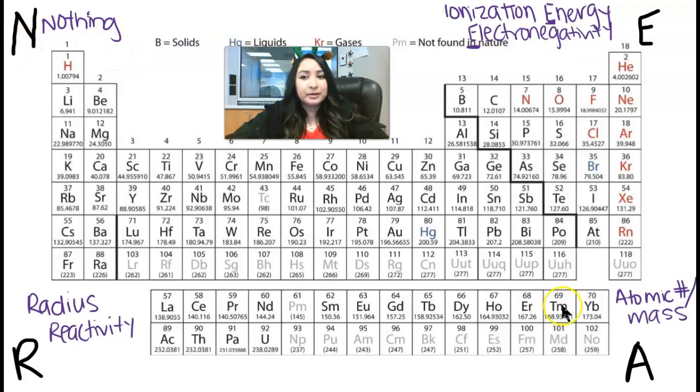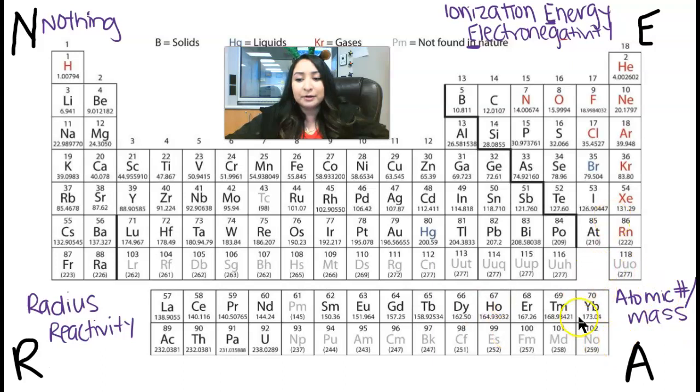So N-E-A-R, where N stands for nothing. Nothing increases in that general direction. For ionization energy, you have two things: ionization energy and electronegativity. Also, effective nuclear charge technically increases, but only to the right. It's the same on the columns.